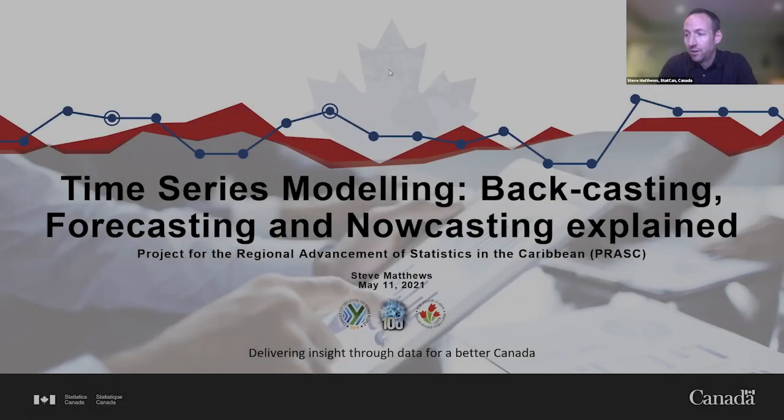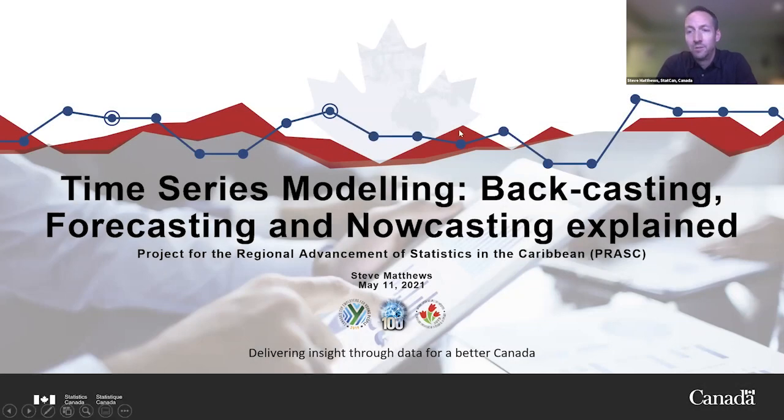As Tracy mentioned, my group is responsible for time series analysis in Statistics Canada. The bulk of our work is on seasonal adjustment, which is a type of modeling to estimate seasonal patterns and remove them so that they don't come into play in the analysis. But more and more recently, we're working on modeling in general.